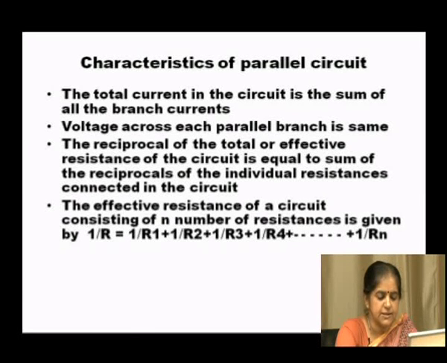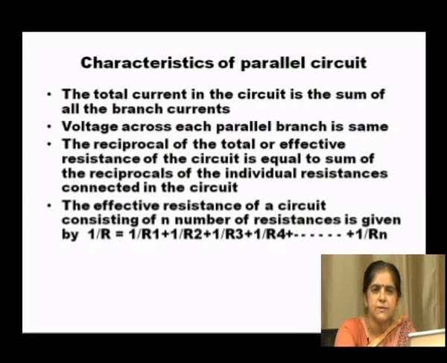The equation that we have derived is for the effective resistance of a circuit which consists of only 3 resistances. If there are n number of resistances, then what will be the effective resistance? In that case, 1 by R is equal to 1 by R1 plus 1 by R2 plus 1 by R3 plus 1 by R4 up to 1 by Rn. This is the effective resistance in the parallel circuit. So, these are the characteristics of the parallel circuit.